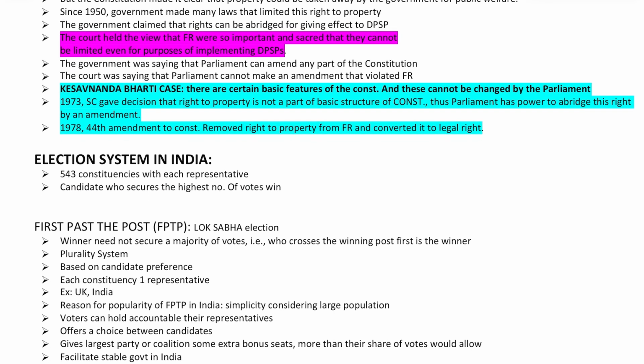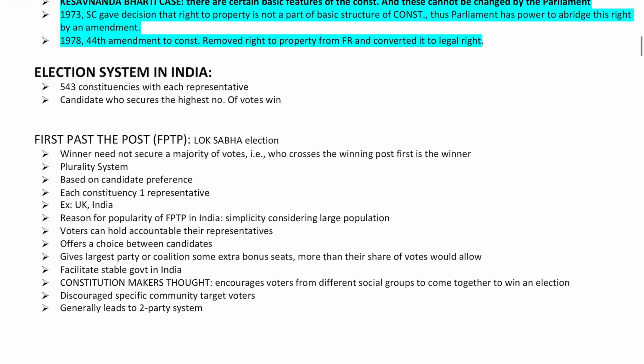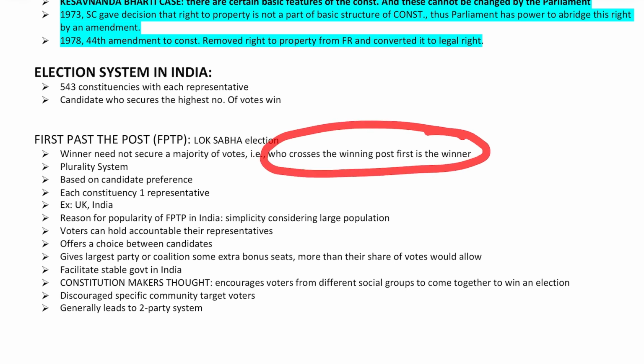The election systems in India. There are 543 constituencies, each with one representative. The candidate who secures the highest number of votes wins. So this is the first past the post system. We follow this in our Lok Sabha elections and our state legislative assembly elections. In this system, the winner need not secure a majority of votes. That is, whoever crosses the winning post first is the winner.